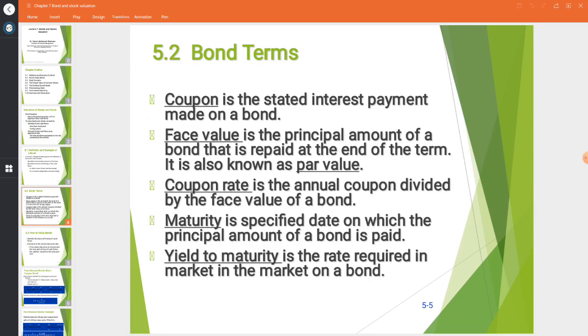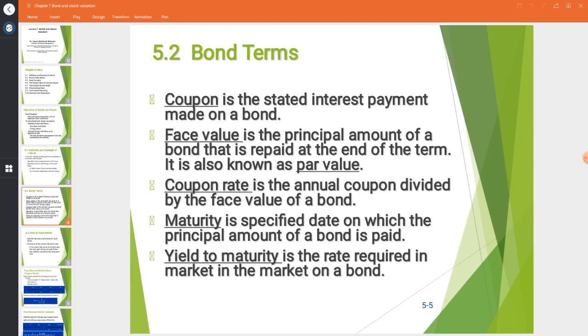The first term is the coupon. What is a coupon? It is the stated interest payment made on a bond. Also, you must be aware of what the face value is. The face value is the principal amount of a bond that is repaid at the end of the term. Sometimes we refer to it as par value.